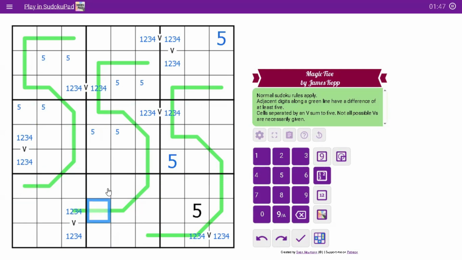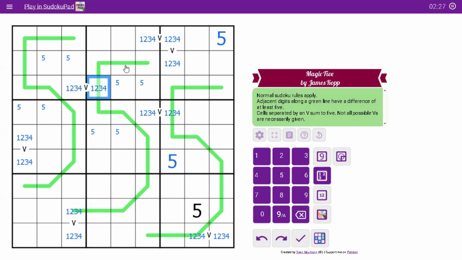All right. So the next thing I want to do is some parity work. Every other digit on the German Whisper must have the same parity, meaning it must be from the low set, 1, 2, 3, 4, or the high set, 6, 7, 8, 9. And the reason is because since adjacent digits differ by at least 5, if this is high, this is low. So this is low, clearly.